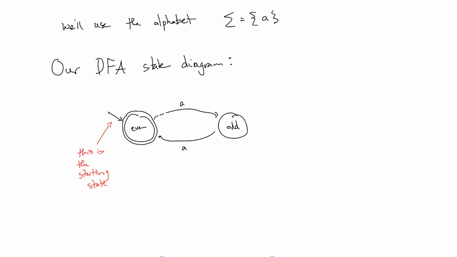All right. So that double bubble thing here means this is what we call an accepting state. That means if the machine ends up in that state, the string should be accepted. And the other one over here, this is a rejecting state. And that means if the machine ends up in that state, the string should be rejected.